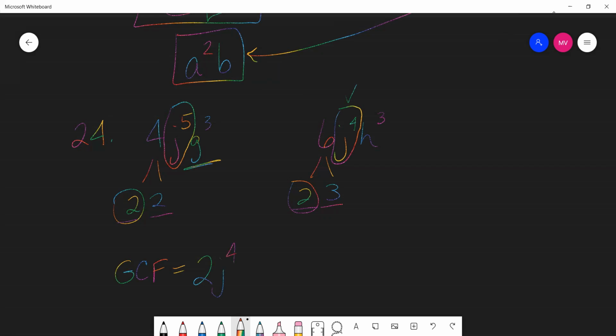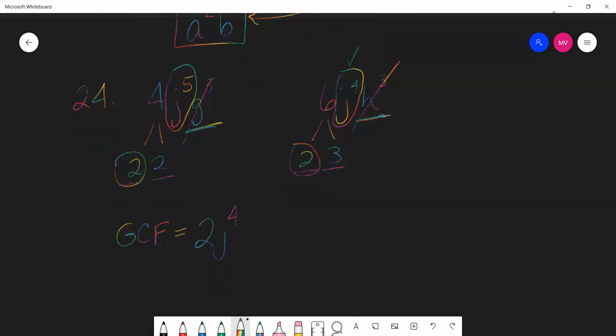Okay, what about g cubed? There is no g cubed here in the 6j to the 4th h cubed. So that is not a common factor. Now let's come over here and look at this h cubed. Well, h cubed is not in our first expression. Therefore, that is also not going to be part of our greatest common factor. So our greatest common factor here is 2j to the 4th, or to the power of 4. You can say that either way.